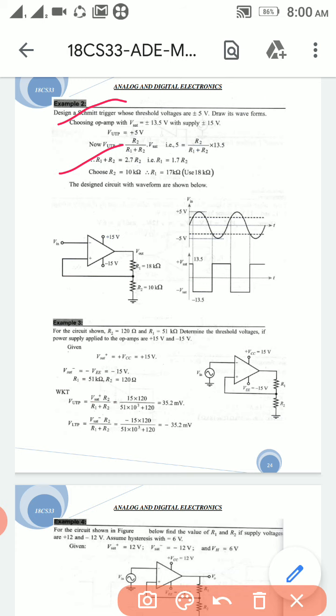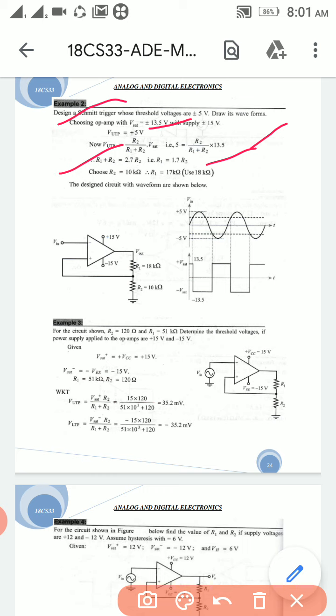VUTP is equal to R2 divided by R1 plus R2 into VSAT. We know the VSAT value, 13.5 volts, and R2 divided by R1 plus R2 we don't know, and that is equal to 5 volts, VUTP. After rearranging this equation we get R1 plus R2 is 2.7 R2, so R1 is equal to 1.7 R2. We don't know R2 and we don't know R1, so for that reason we have to choose one value: R2 as 10 kilo ohm, which is a standard resistance value.